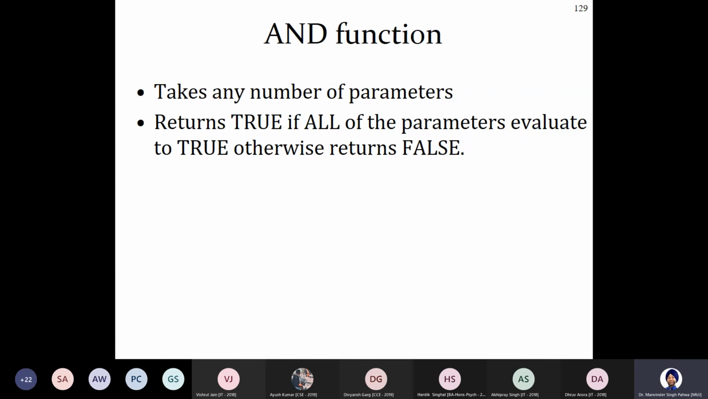So the AND function takes any number of parameters and returns true if all the parameters are evaluated as true. Otherwise, even if one is wrong, then it will be entirely wrong. So you can just put commas and keep on adding parameters. But here, even if one is incorrect, the entire thing will be wrong. In the OR function, it is opposite. Even if one is correct, it is okay. The others may be wrong or right, it hardly matters.